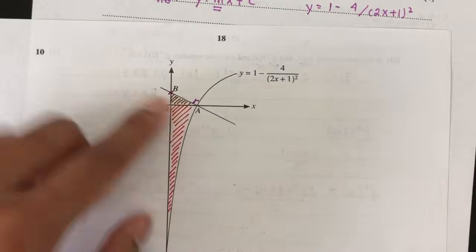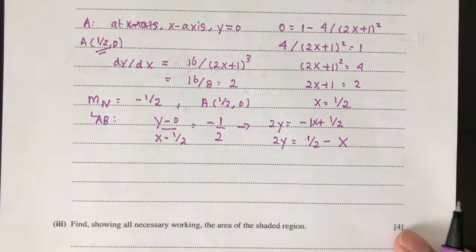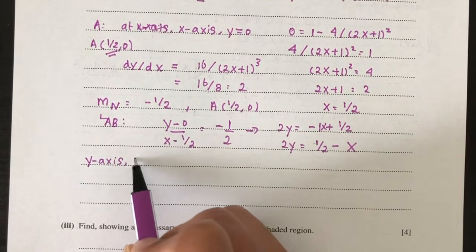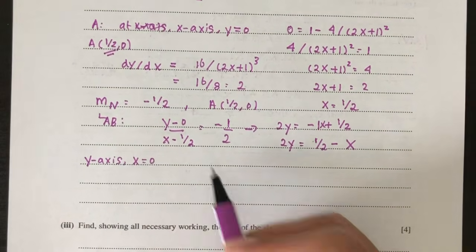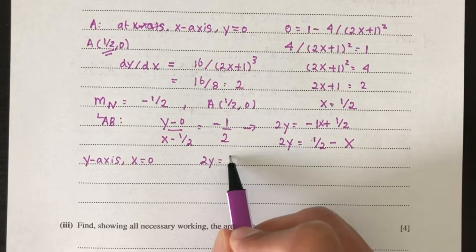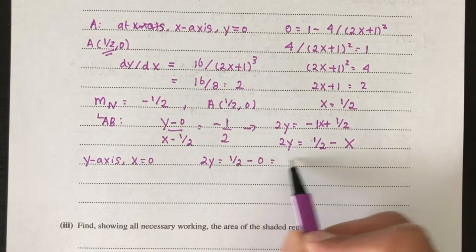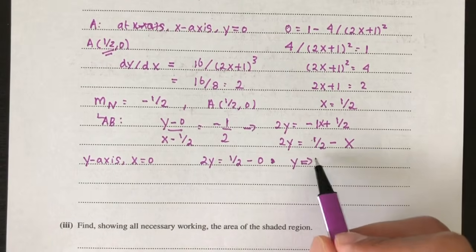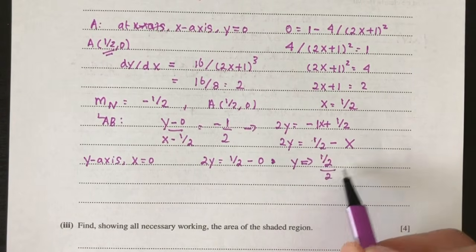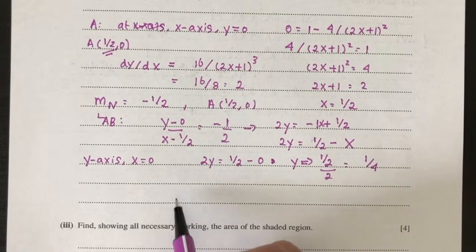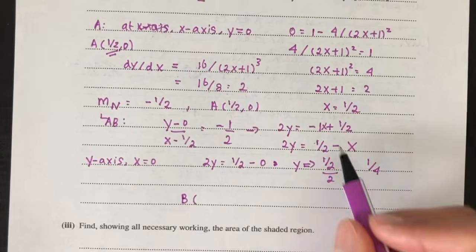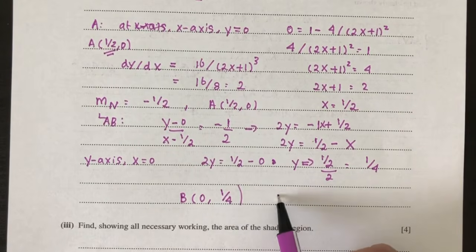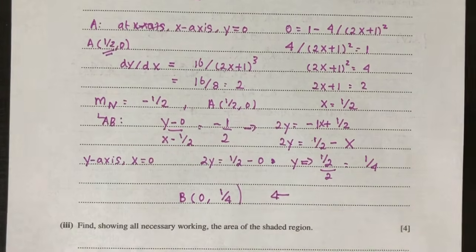We have to find the point B. B is where the y-axis, so you would say at the y-axis x is equal to 0. So 2y equal to half minus 0. So y is equal to half divided by 2, which is 1 over 4. So the point B is x is 0 and y is 1 over 4. That is your point B.